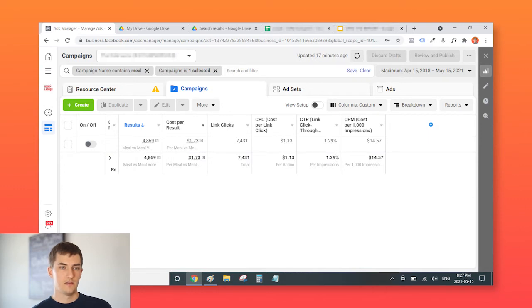So this is a campaign that was run at the end of 2019 and just into the beginning of 2020. And it's a conversion campaign using landing pages. But what's interesting, you can see the cost per result here is very inexpensive. It's $1.73. So with this campaign, it was for a restaurant. And what we did was they had a bunch of menu items we wanted to raise awareness to.